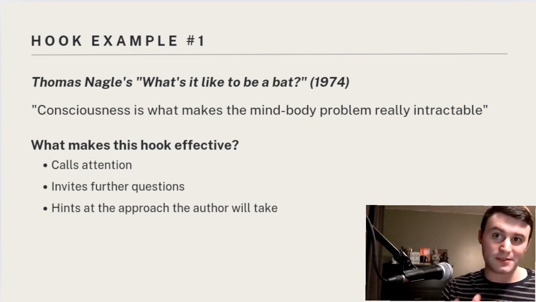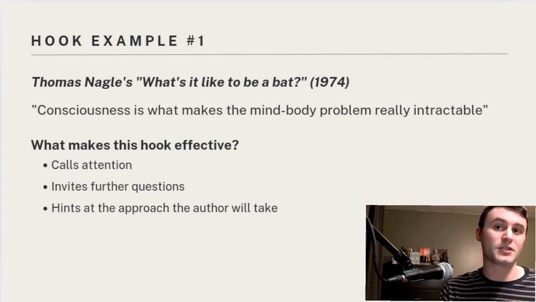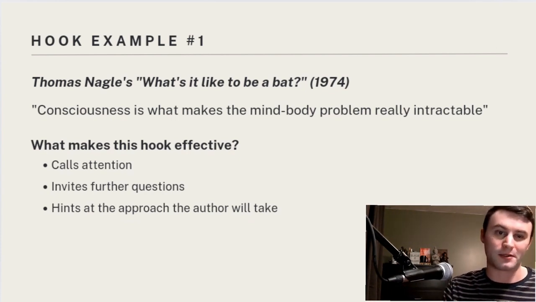So this sentence is short, sweet, and to the point. But what else makes it an effective hook? What else makes it effective at drawing the reader in? Besides, of course, Nagel in this case has a very interesting title, What's It Like to Be a Bat? But the first sentence of his paper does a few important things.